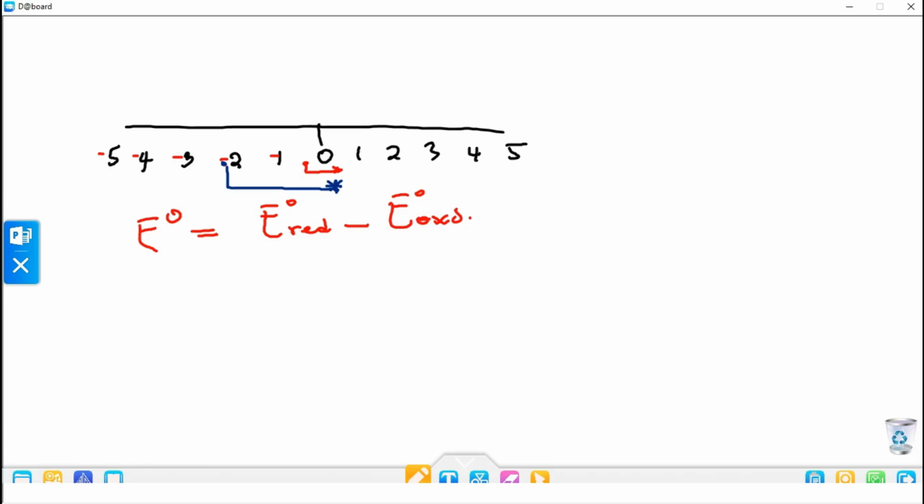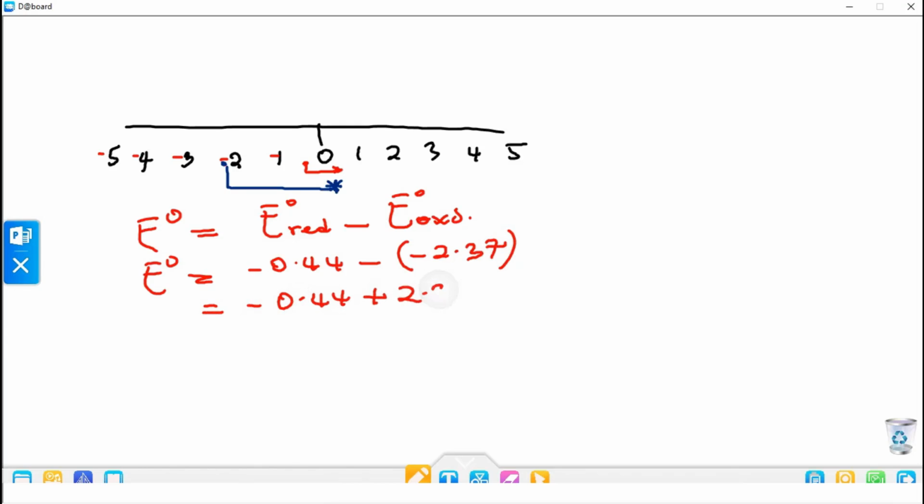So E standard electropotential is going to be the reduction, which is iron, that is minus 0.44, minus the value for magnesium, which is minus 2.37. That's minus 2.37, yes, correct. So this is going to be minus 0.44 plus 2.37, because minus times minus is plus. So what do we have?